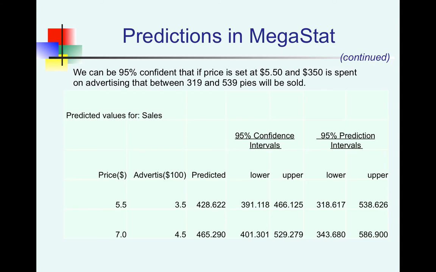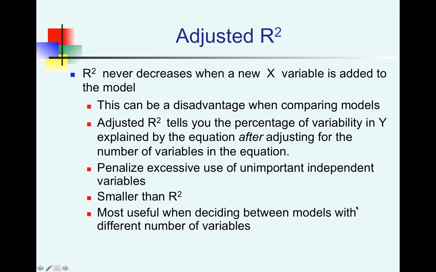So when I get predictions from Megastat, not only does it give me the predicted values from the calculations, but it gives me the prediction intervals, lower and upper, for each value that I'm predicting. And as usual, I also get the usual confidence interval. So that's on average, so this would be the mean, and this would be the particular, as before.